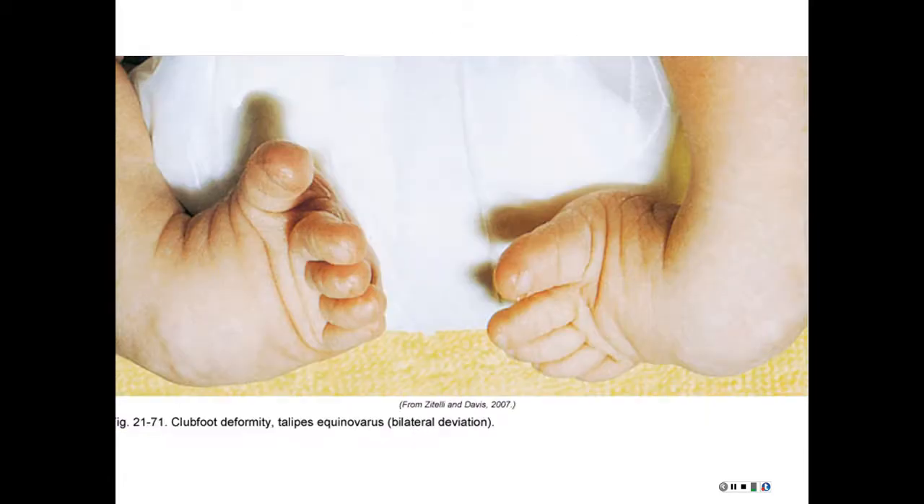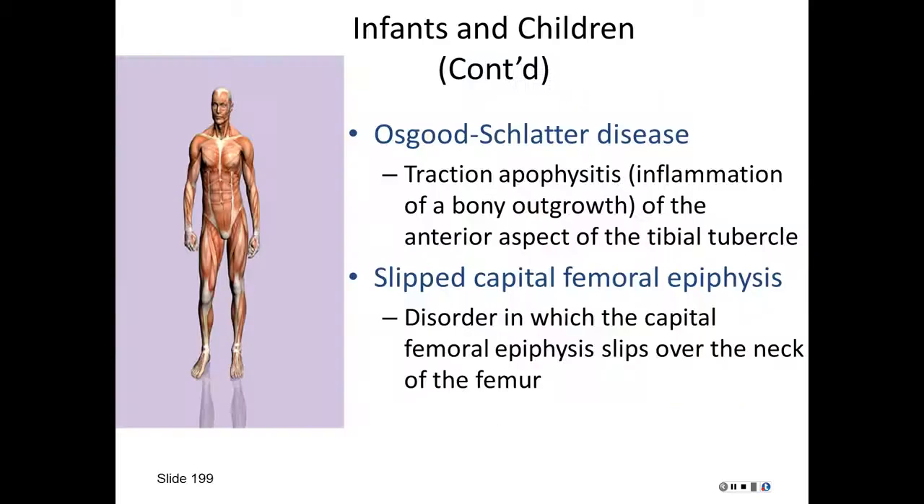Okay, clubfoot. You can have Osgood-Schlatter's disease, which is real common. And what it is is traction apophysitis, an inflammation of the bony growth of the anterior aspect of the tibial tubercle. And what you want to do on this is right below the knee, on the bone that you feel right below the knee. It's really tender. These people tend to be people that kneel a lot, gymnasts, baseball catchers.